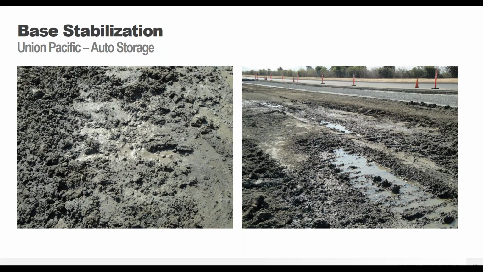So this was a project for the Union Pacific Railroad. They had an auto storage yard out in San Francisco, California. So it was going to be offloading cars from large barges onto train cars. So the original design included geogrids, high quality aggregate, and a really, really thick cross section. But when construction started, the subgrade was way too wet and too soft for the geogrids to be a cost-effective solution. So the engineer reached out to us. We were able to provide a value-engineered solution with the GeoWeb.